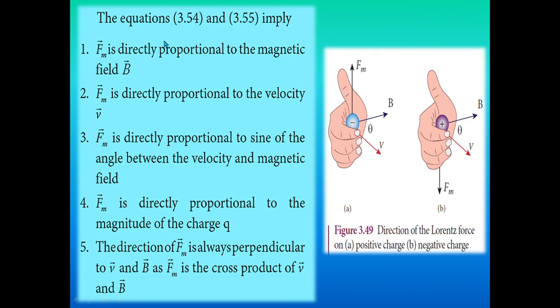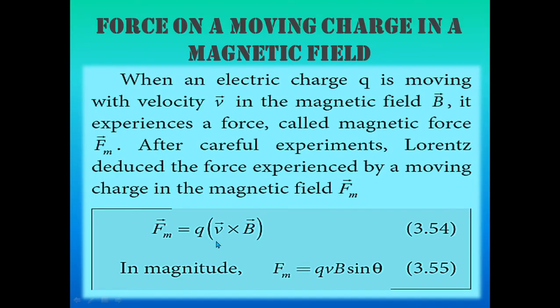Once again, repeat the important points of magnetic Lorentz force. Force is directly proportional to the magnetic field. Force is directly proportional to the velocity V vector. Force is directly proportional to the sine of the angle between the velocity and magnetic field. Force is directly proportional to the magnitude of the charge Q. Then the direction of the force is always perpendicular to the velocity of the charge and magnetic field, as force is the cross product of V vector and B vector.